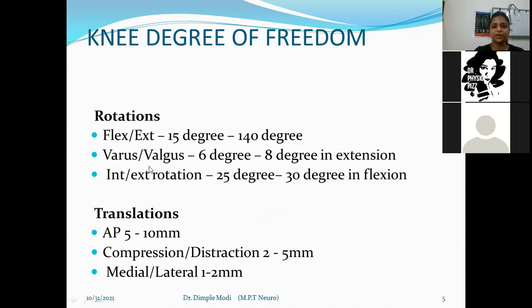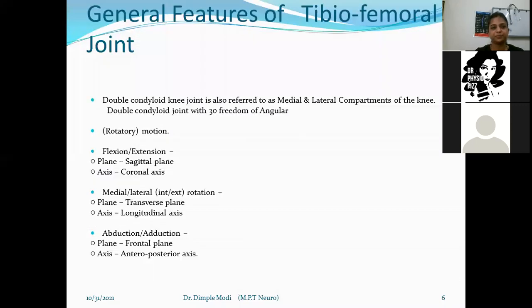Flexion and extension, varus and valgus movement, how much degree it occurs, internal and external rotation, the translation movements in the anterior posterior, the compression and the distraction, and the medial and lateral. So these are the degrees of movement and how much of the translations occurs at the knee joint when there is a movement. This I already explained to you.